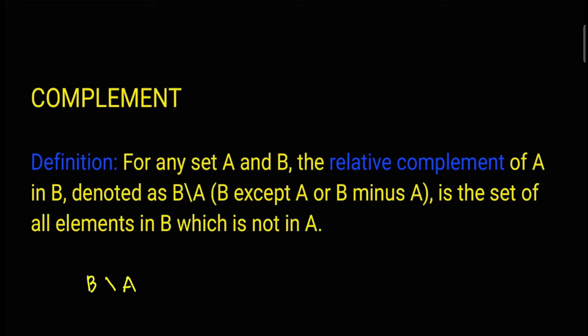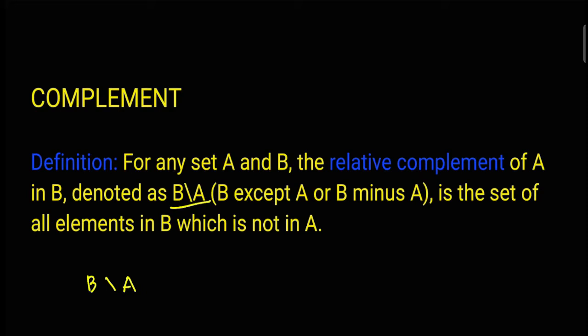For any set A and B, the relative complement of A in B, denoted by this symbol, B except A, or in some literature, they call it B minus A. This is the set of all elements in B which is not in A. So again, this is the complement of A relative to B. So anything that is not in A but relative to B. So meaning all elements that are outside A but still inside the set B.